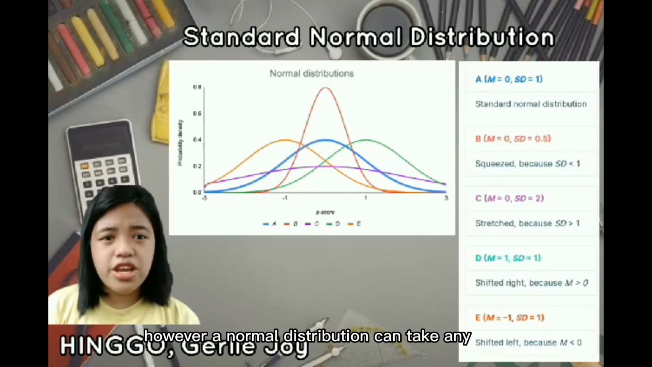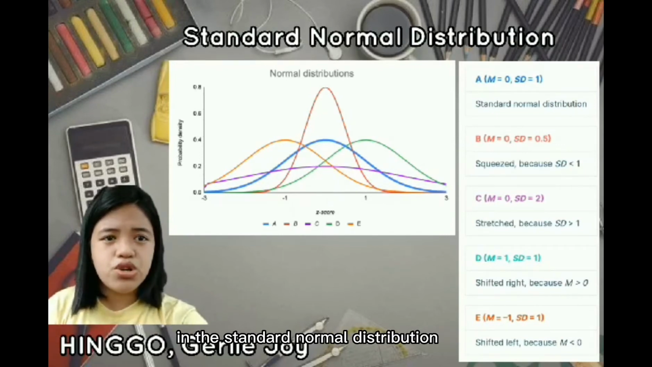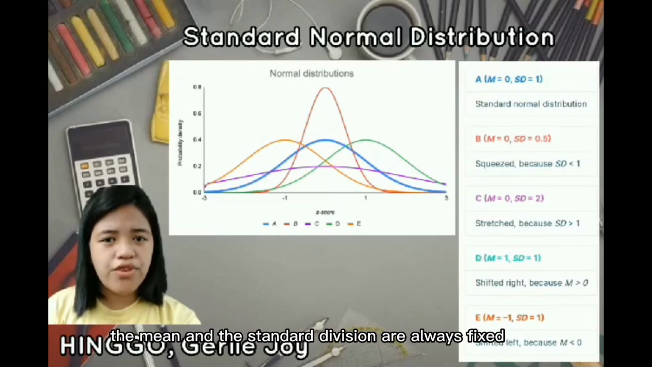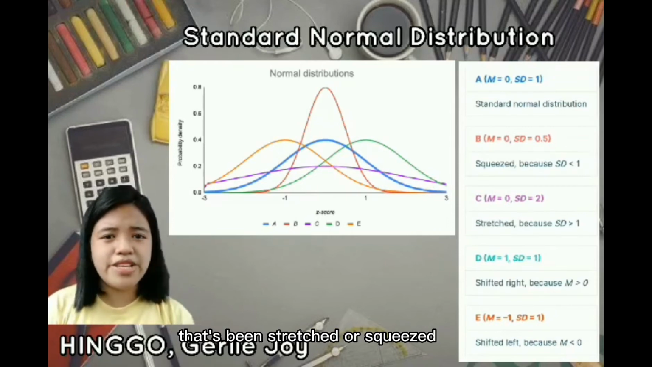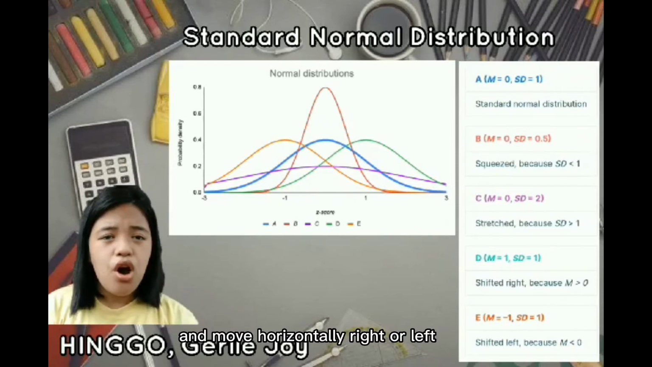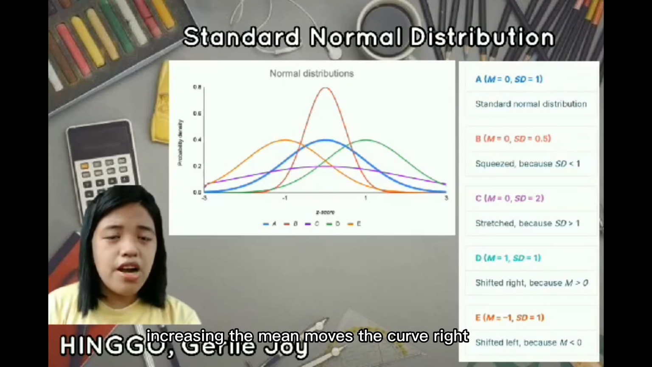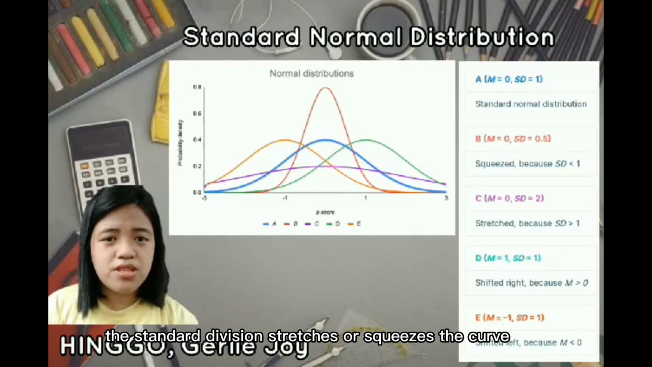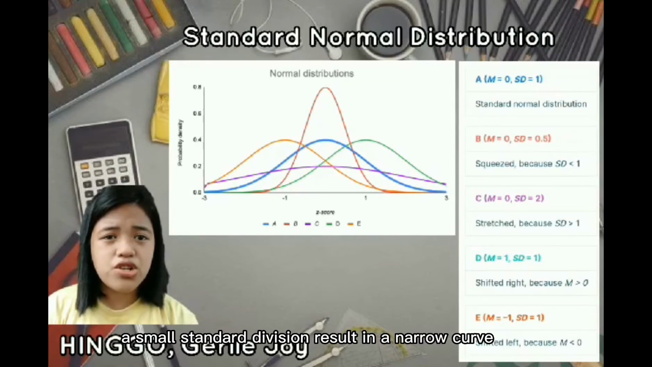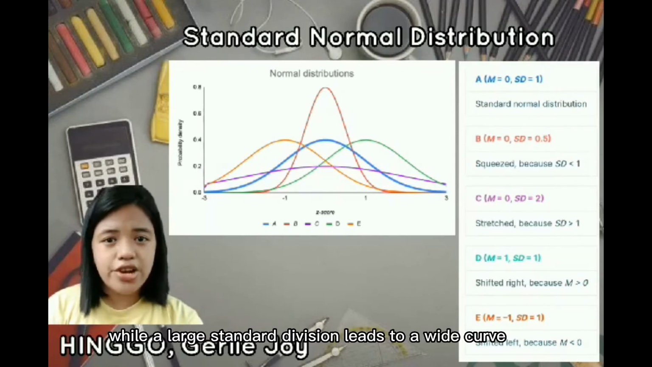However, a normal distribution can take any values as mean and standard deviation. In the standard normal distribution, the mean and the standard deviation are always fixed. Every normal distribution is a version of the standard normal distribution that's been stretched or squeezed and moved horizontally right or left. The mean determines where the curve is centered. Increasing the mean moves the curve right, while decreasing it moves the curve left. The standard deviation stretches or squeezes the curve. A small standard deviation results in a narrow curve, while a large standard deviation leads to a wide curve.